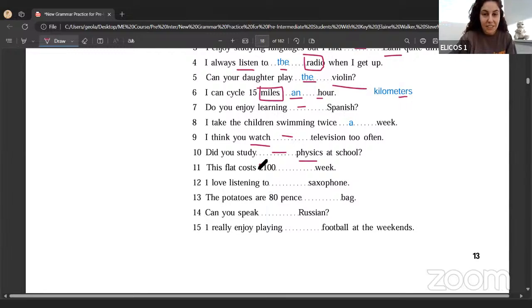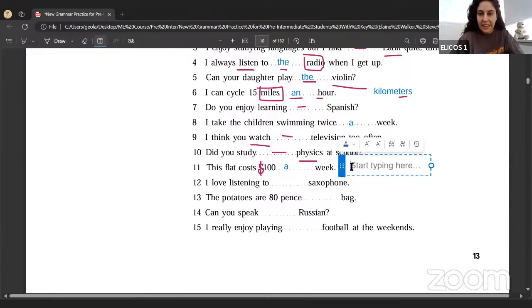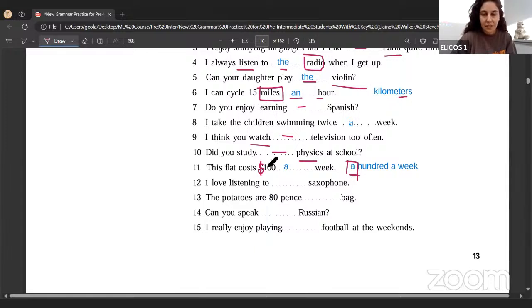11. And make it a dollar sign just to practice. Rent costs $100 a week. Yes, and it's more common. We say $100 a week. So we don't really say one here. We say a. So $100 a week.